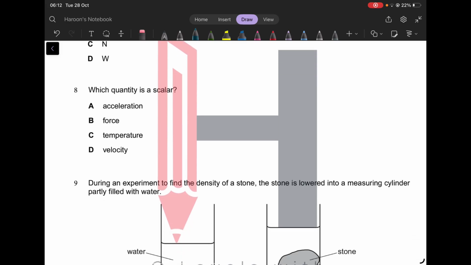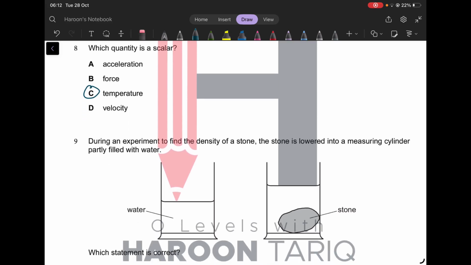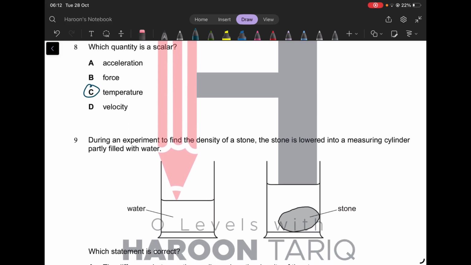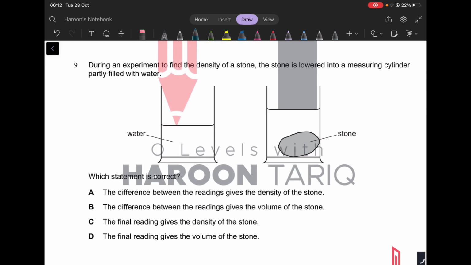Next question. Which quantity is a scalar quantity? So over here, the temperature is the scalar quantity. Acceleration, force, velocity, all are vector quantities. Scalar means only magnitude, no direction. Next, during an experiment to find the density of the stone, the formula for density is, I'll just write it down over here. Density is equal to mass over volume.